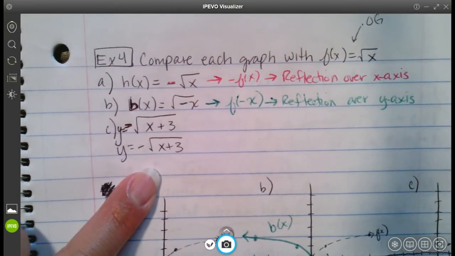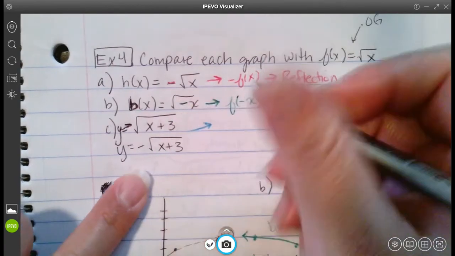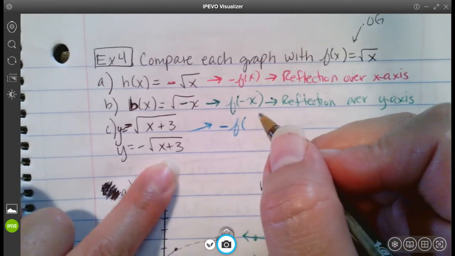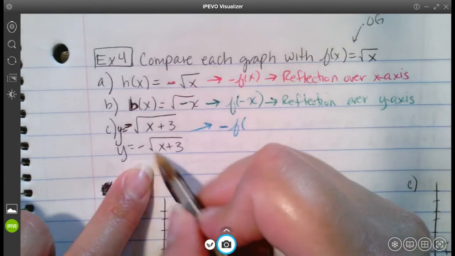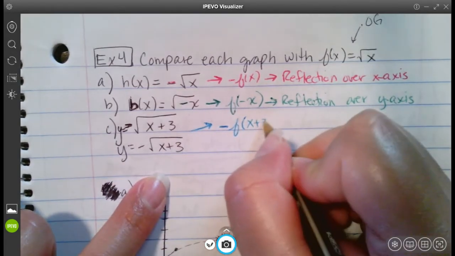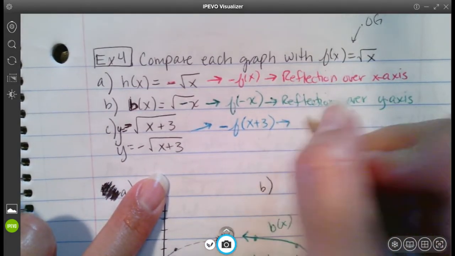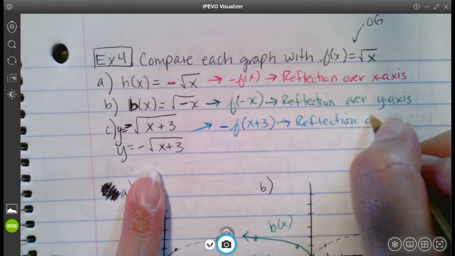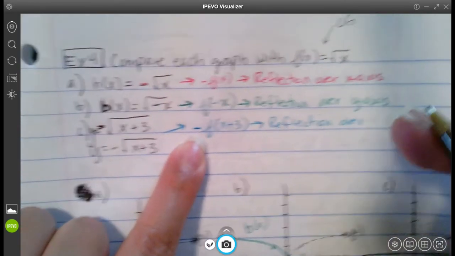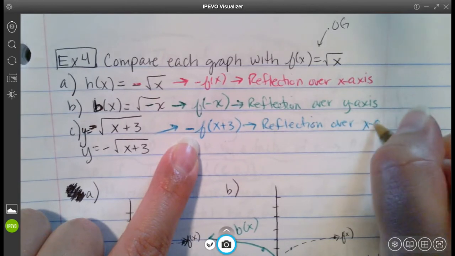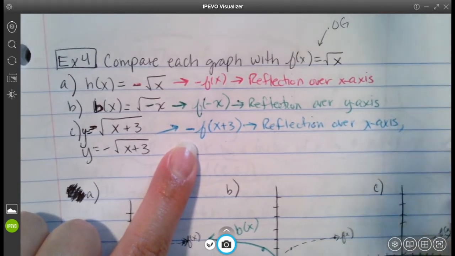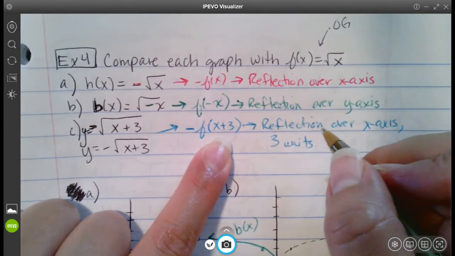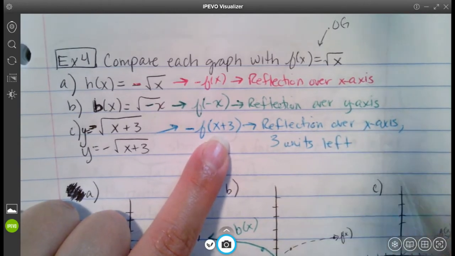So for this one, it looks like we have two things going on, okay? We have a negative on the outside, so I'm going to put that negative out here. And then we have this plus 3 on the inside. Now, square root kind of acts like our parentheses, so this would all be inside the parentheses, okay? So two things. We have reflection over, since it's in front, okay, it would be like the first example, so over the x-axis, comma, because there's another transformation, 3 units, I'm going to say, since it's a plus 3, remember you think opposite, so 3 units left.